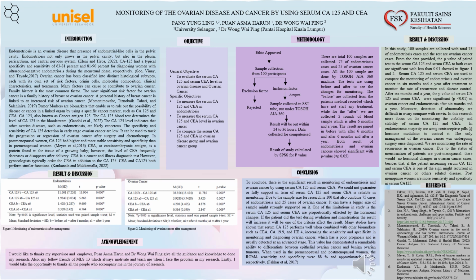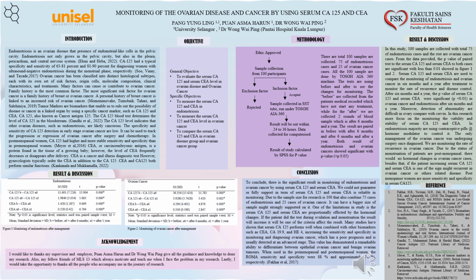We are going to the result. Now we are going to the result and discussion. So in the study, 100 samples are collected with a total of 75 endometriosis cases and the rest ovarian cancer cases. From the data provided, the p-value of paired tests of the serum CA125 and serum CEA for both cases are significant, less than 0.01, shown in Figure 1 and Figure 2.